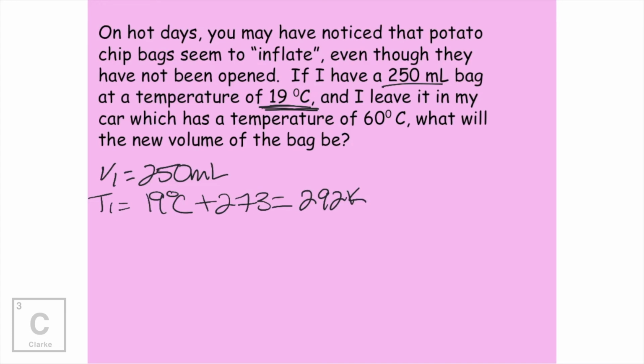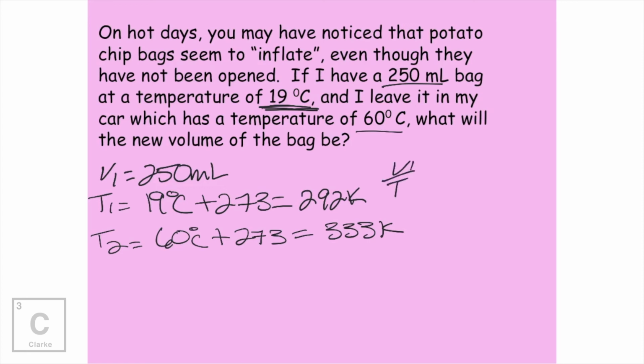I keep reading. The next number is a temperature. That must be T2. 60 degrees Celsius. Again, add 273, and I'm getting 333 Kelvin. Okay, so we're dealing with volume and temperature. They're directly proportionate, so we would show that as a proportion. Volume 1 over temperature 1 equals volume 2 over temperature 2.